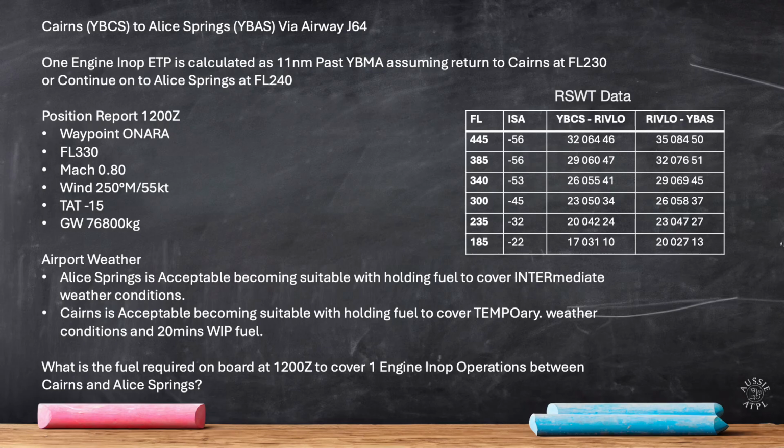So the position report we have here, which means we're in flight, is overhead Onara at flight level 330, obviously normal operations at this time. Mach is 0.80 and we have wind and a total air temperature figure as well as the gross weight. We've also got a condition report for Alice Springs and Cairns. So we've got INTER at Alice Springs, a TEMPO at Cairns with 20 minutes of holding fuel as well. So we have to find how much fuel is required to be on board at the position fix to cover one engine inoperative operations between Cairns and Alice Springs.